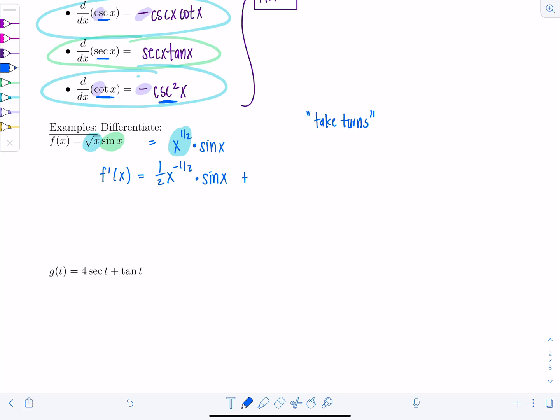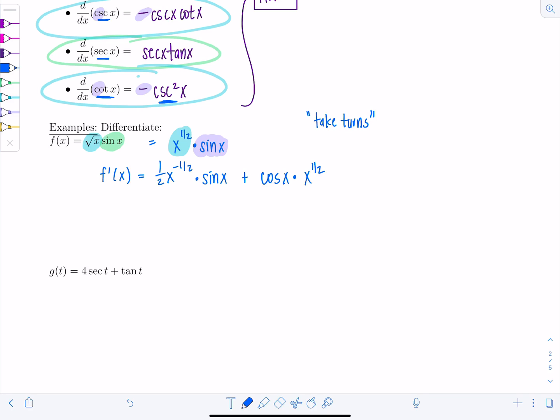Plus, now it's sine of x's turn. Okay, let's take his derivative. Derivative of sine of x, cosine x. And I'm going to multiply by x to the 1/2. Leave him alone. It's not his turn. He already had his turn. Okay, calculus is over. Time to clean it up.